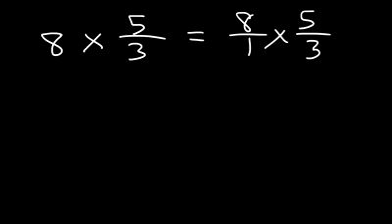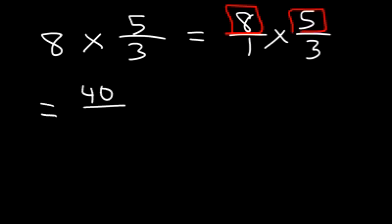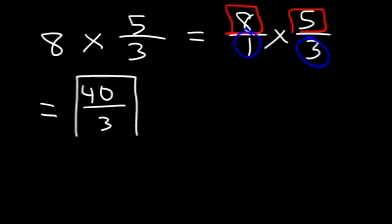In this case, 8 and 5, they're not large numbers, so we can multiply across. And we can't really simplify before we multiply in this case. So 8 times 5, that's going to be 40. And then if we multiply 1 and 3, it's going to give us 3. So our answer is 40 over 3 as an improper fraction.